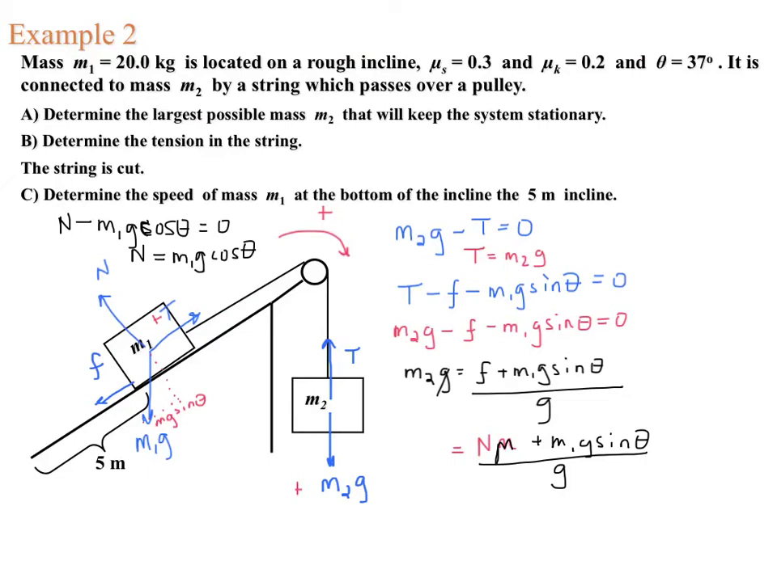So I can go back to this equation and finally plug in all of my values that I know. So this is m1g cosine theta, plus m1g sine theta, and I need to add a mu here, all divided by gravity. And this will be equal to mass 2. When I plug in all of my values, I should get a number of 16.8 kilograms.